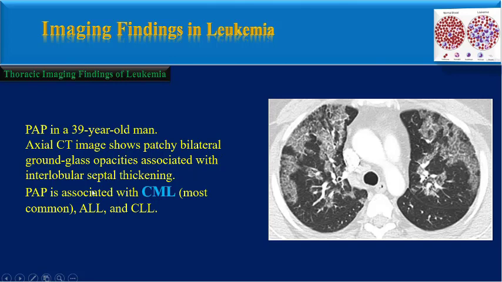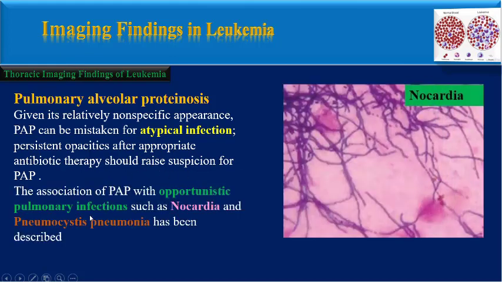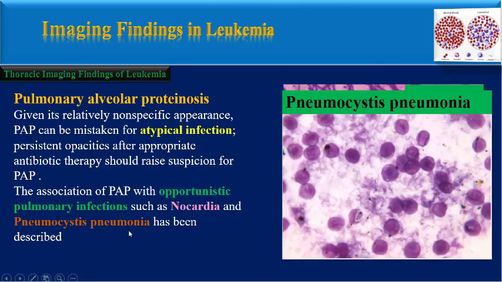As I told in the previous slide, PAP is associated with CML, the most common cause, but also may be seen in ALL and CLL. Given its relatively non-specific appearance, PAP can be mistaken for a typical infection, so persistent opacities after appropriate antibiotic therapy should raise the suspicion for PAP. The association of PAP with opportunistic pulmonary infections such as nocardia and pneumocystis pneumonia has been described.